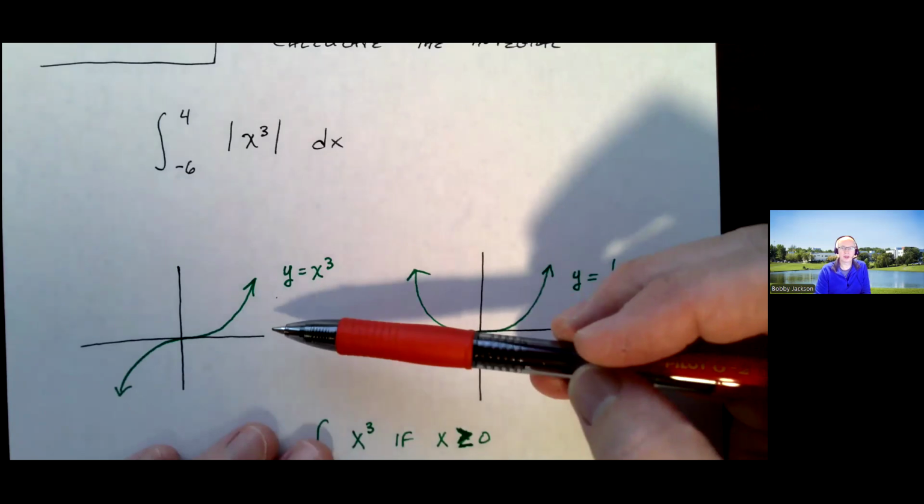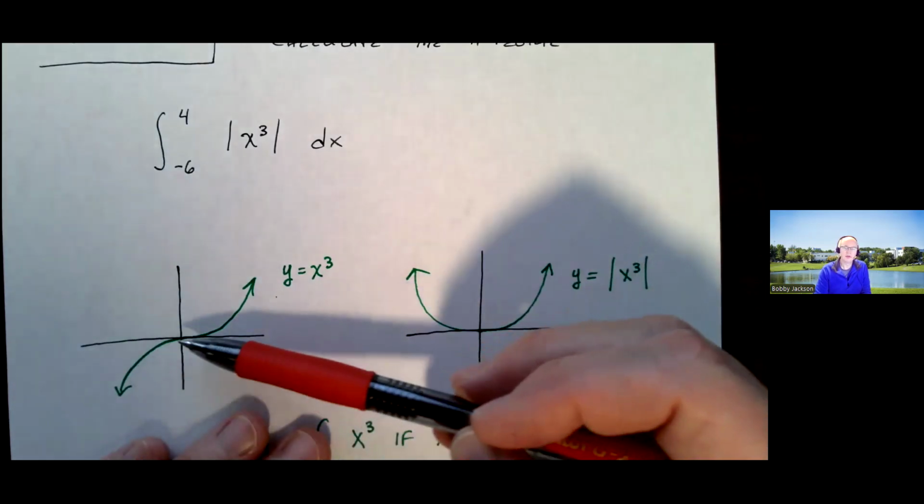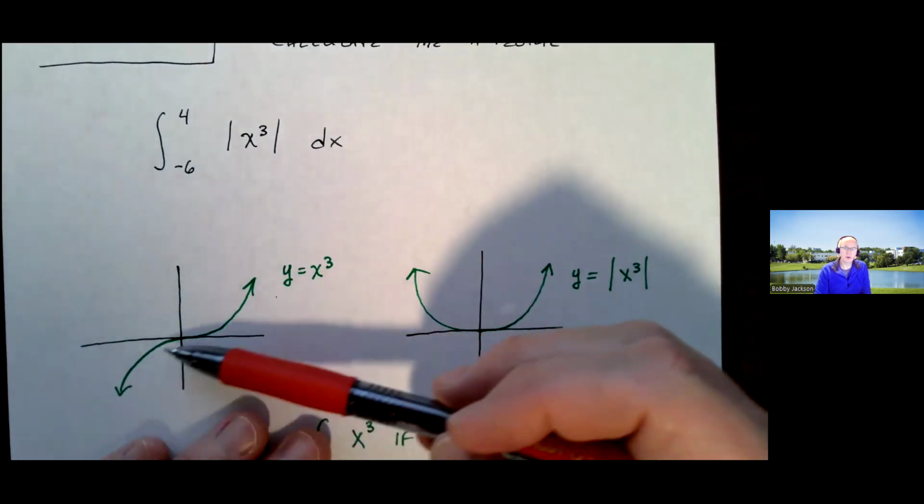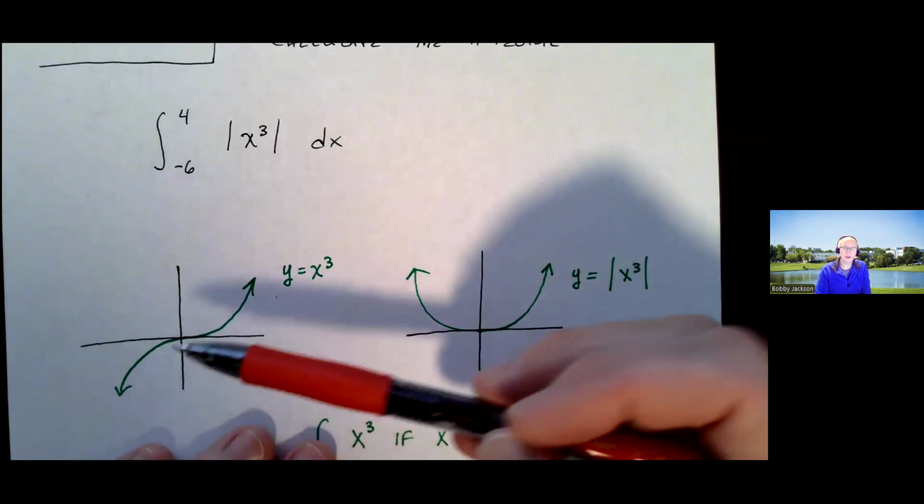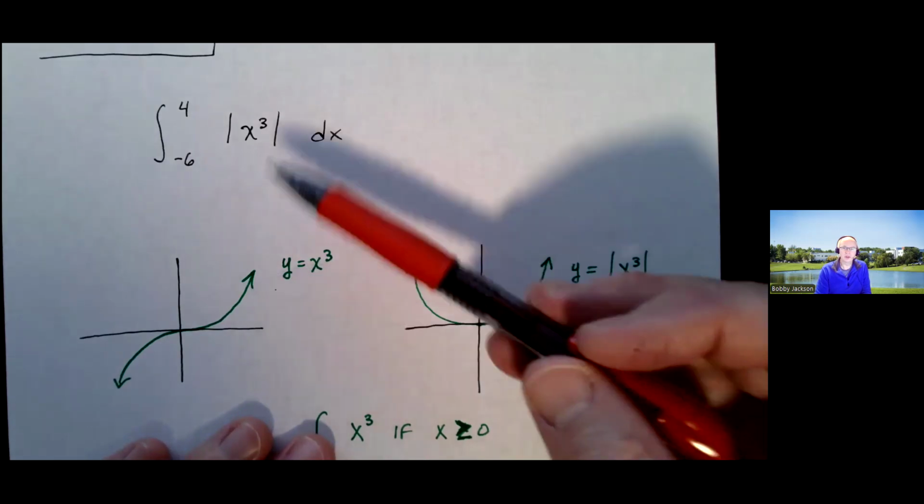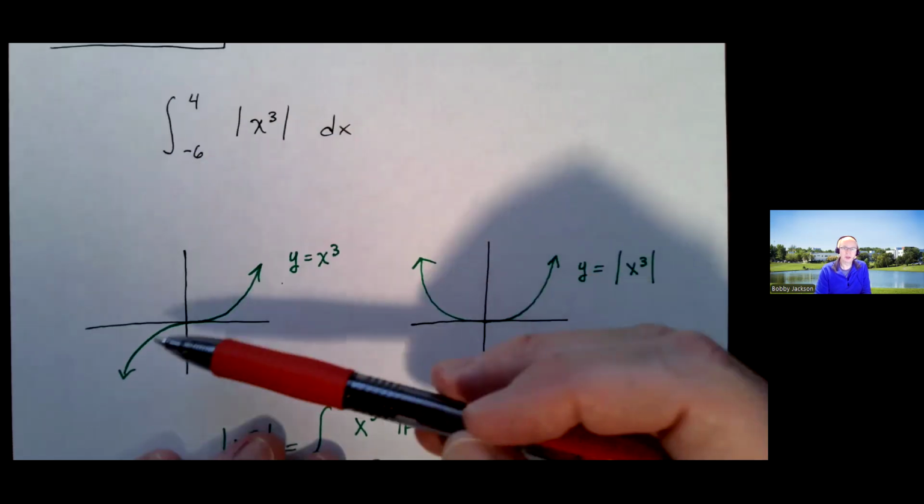Here's the graph of y equals x cubed, if you remember that function, right? It's negative, of course, for negative values of x and positive for positive values of x. And so we're not integrating this function. It's the absolute value of x cubed. So what's going to happen?